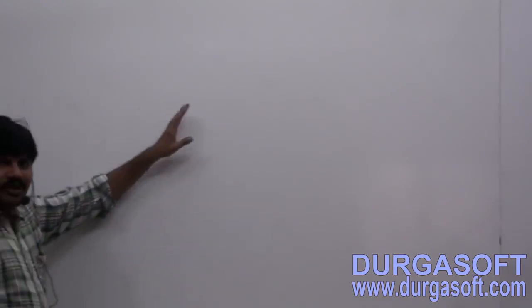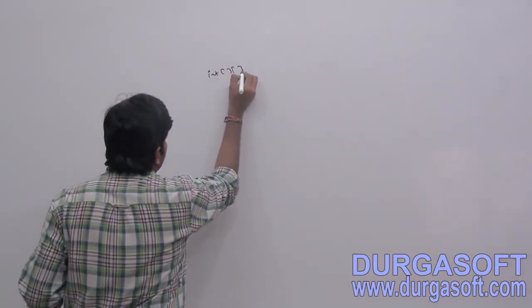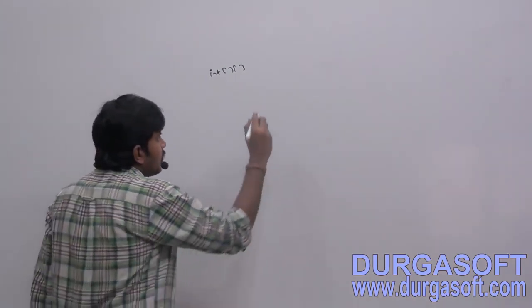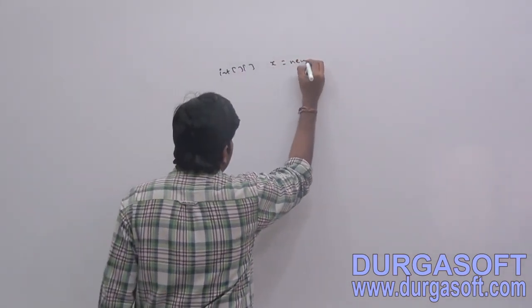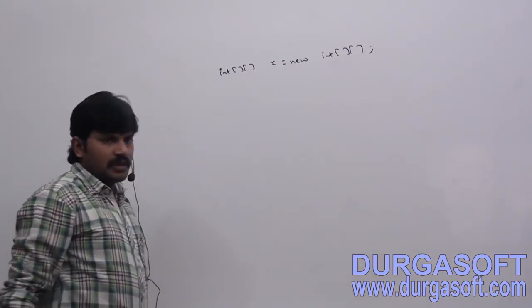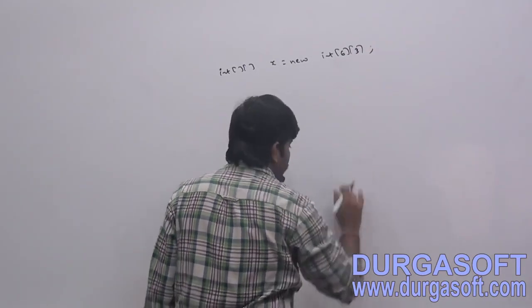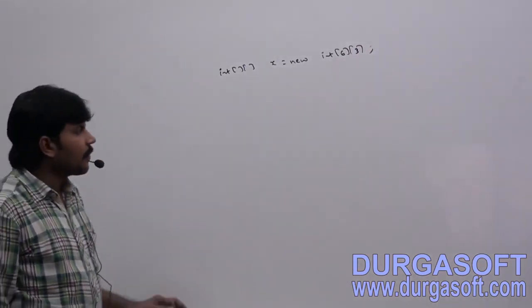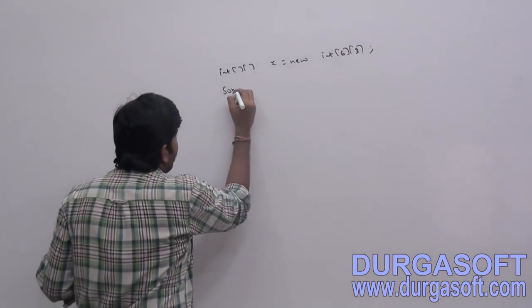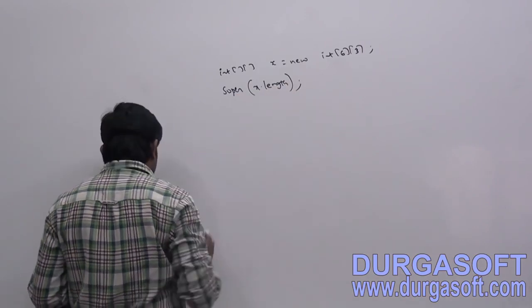Okay, so here there is one more small loophole you people should be aware of. What is that loophole? Observe. I am taking a two-dimensional array: X is equal to new two-dimensional array, with 6 and 3. So SOP of X dot length. What is the answer?